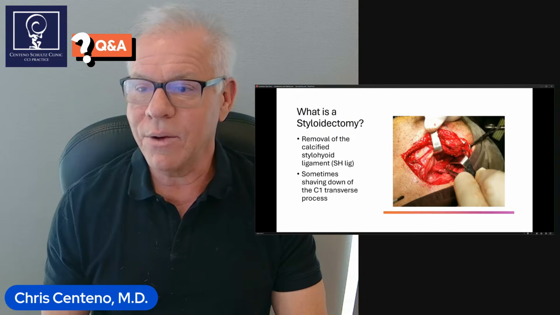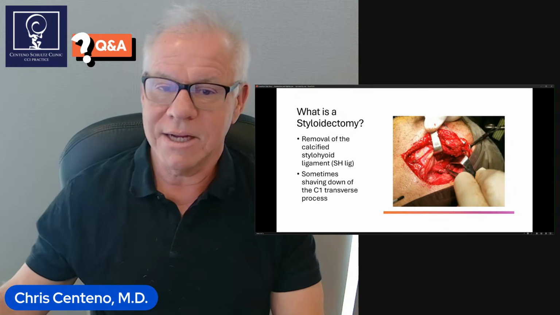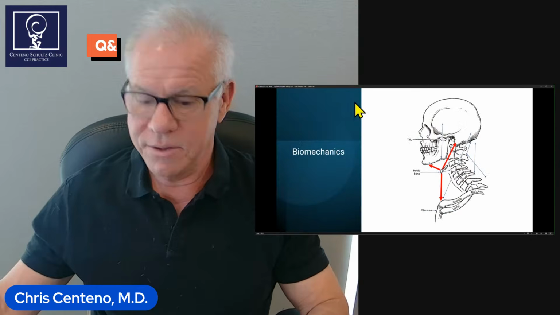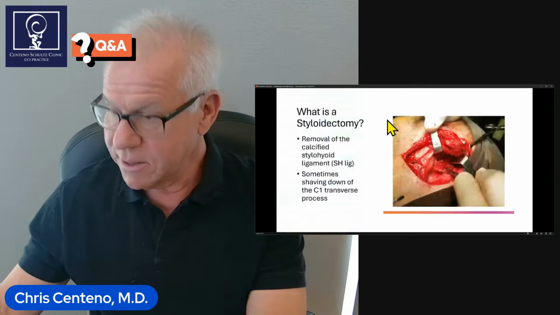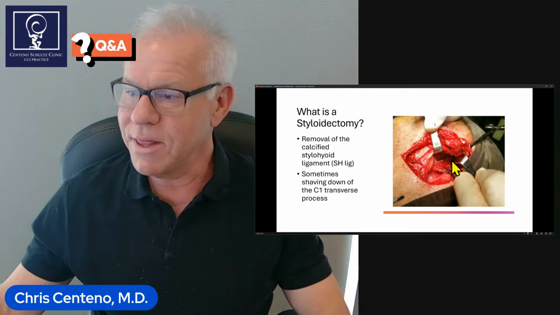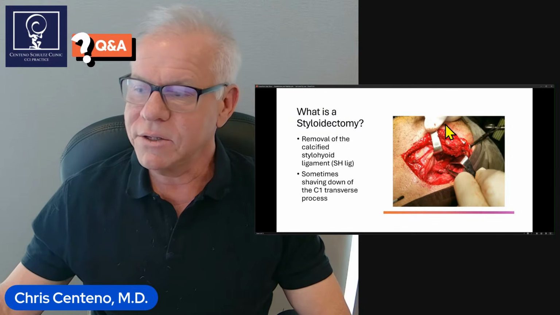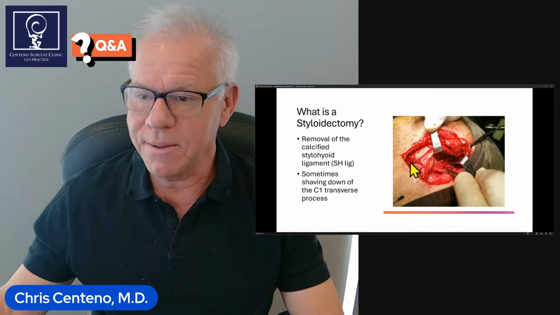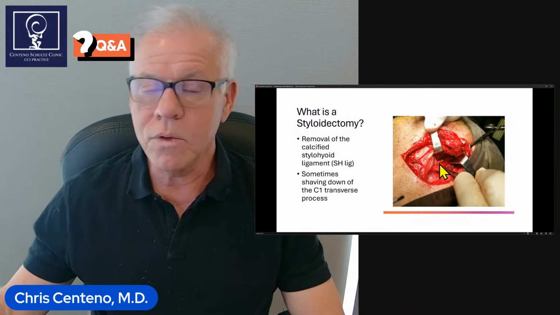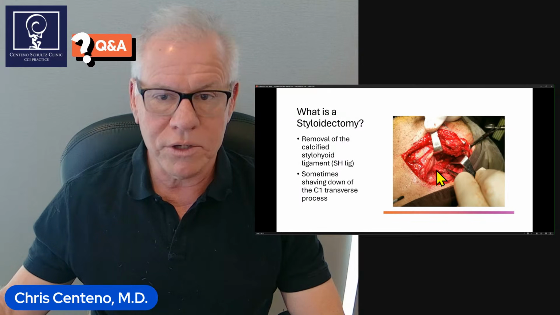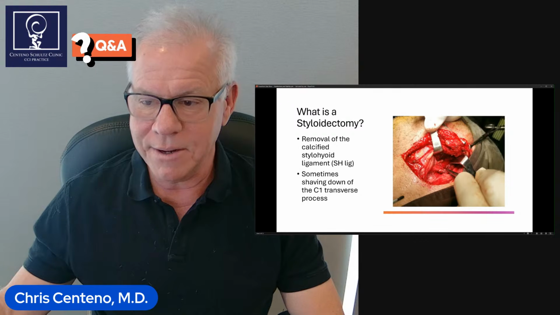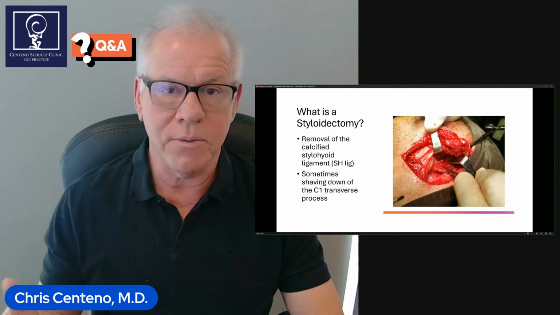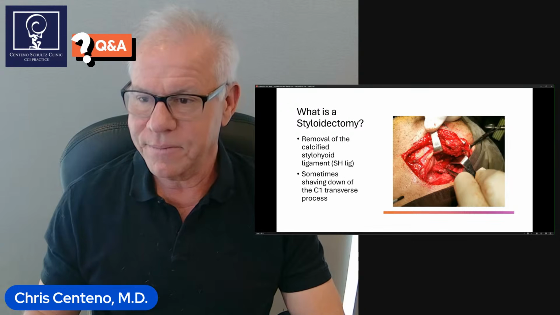So what is a styloidectomy? Well, the styloid is right there. It's usually done as an open surgery. Sometimes it can be done endoscopically, but it's basically removal of that calcified portion of the stylohyoid ligament. And also sometimes there's shaving down of the C1 transverse process.